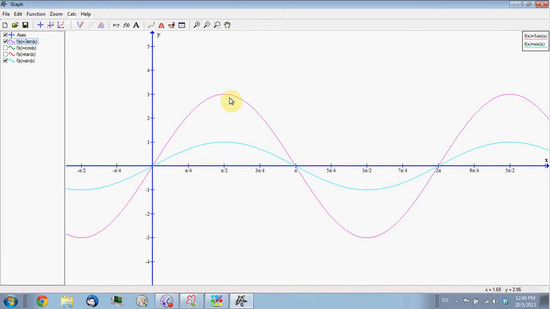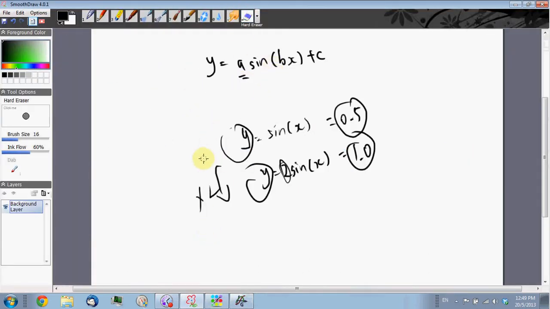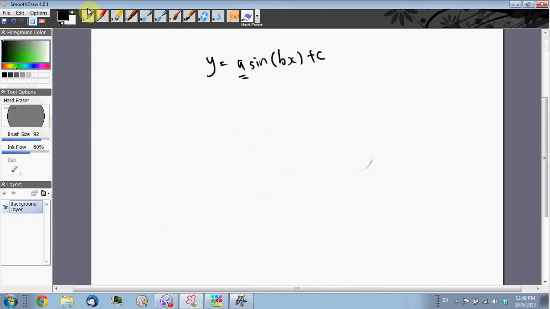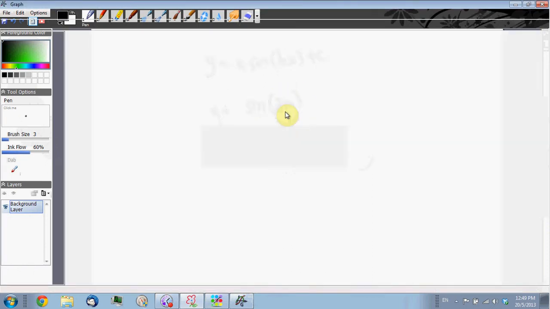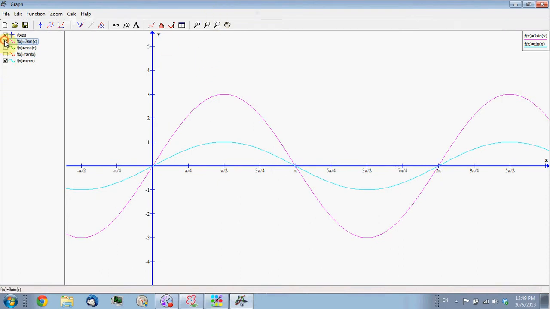Now let's take a look at what happens if we change the value of b, without changing the value of a. So first we looked at what y equals 3 sine x is, which is what we did just now. Now we're going to look at what happens if y equals sine of 3x. Let me take away this y equals sine 3x function.